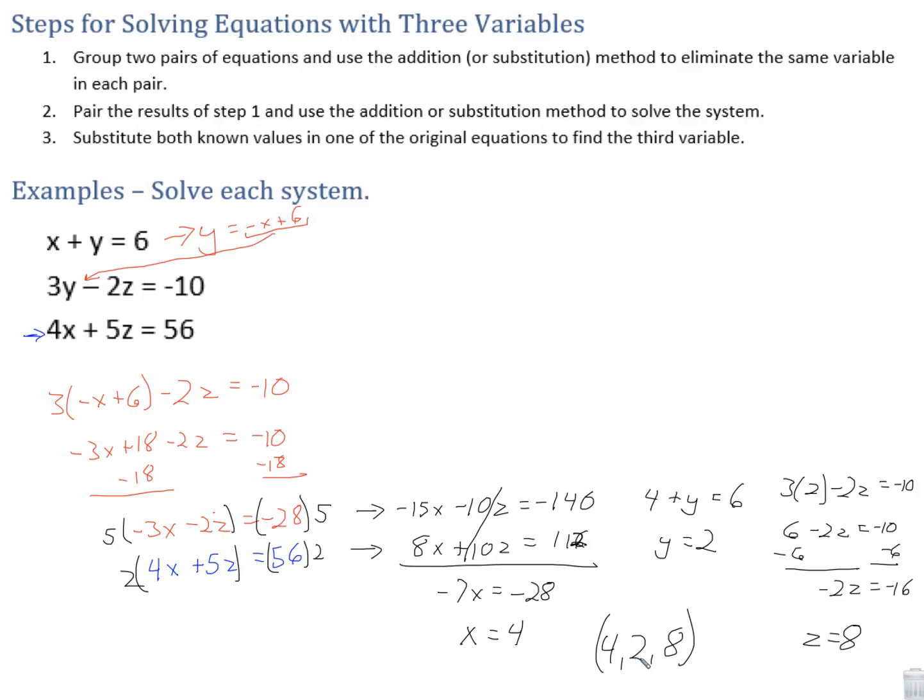Again, what we did before is we could go back and check them and plug in. So 4 plus 2 equals 6. Plug in y and z, so 2 and 8. Put a 2 in here. Just think with me here. 3 times 2 is 6. Minus putting 8 in here. So minus 2 times 8 is 16. 6 minus 16 is negative 10. That works. And then this last one, 4 times x, which was 4, plus 5 times z. Z was 8. And that's 16 plus 40 does equal 56. So it works. Again, you don't always have to check, but it's nice to know if your answer is correct. And that is solving systems with 3 variables.